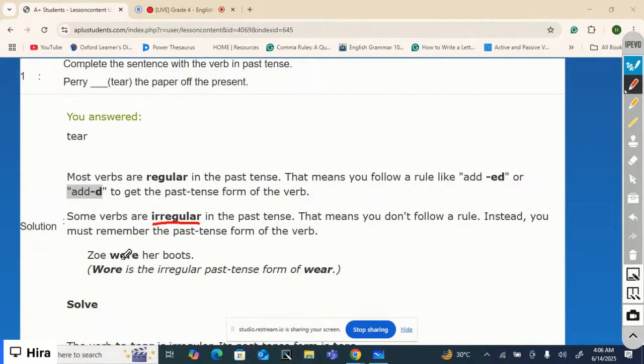Zoe wore her boots. Well, let's not forget our participants.